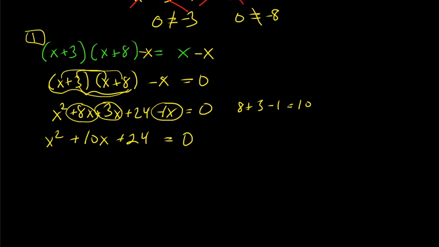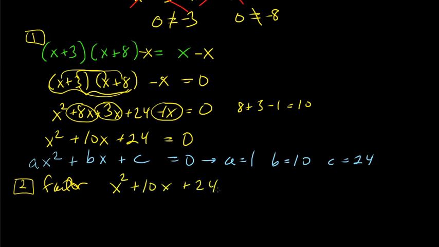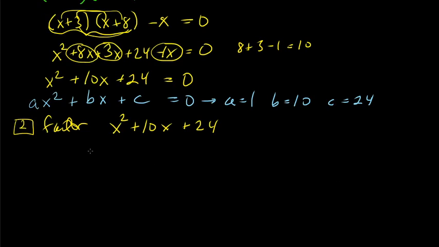Got it? Now we know what a, b, and c are. Now this is in the correct form. In fact, let's write it down. ax squared plus bx plus c equals 0. So here a is 1, b is 10, and c is 24. We need that because now we want to factor x squared plus 10x plus 24. So usual question, what two numbers have a product of 24 and a sum of 10?